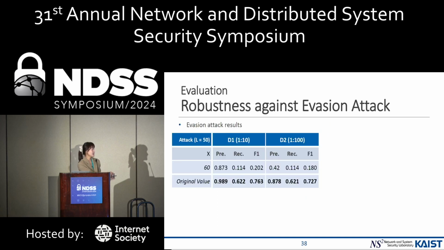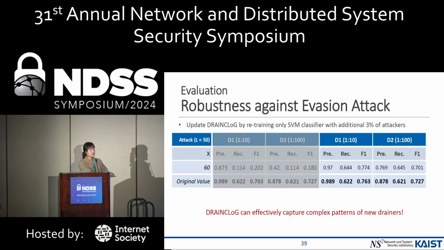This table outlines a part of attack research. You can see that the performance is highly degraded. This decline comes from the fact that drainers had not previously encountered this totally new type of attack. So, as a very simple method, we update DRAINCLoG by retraining the last classifier, SVM, with an additional 3% of attackers. And we observed that the performance is significantly improved, which shows that DRAINCLoG can effectively capture complex patterns of new drainers.